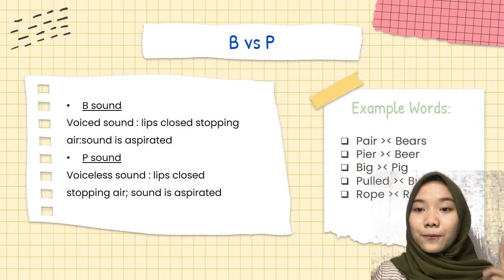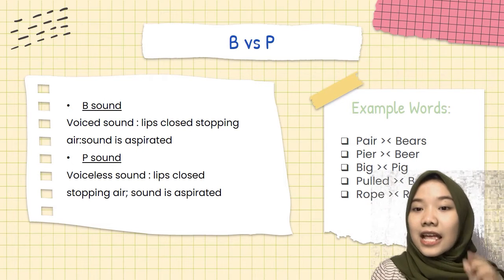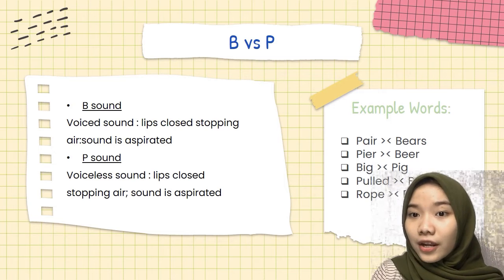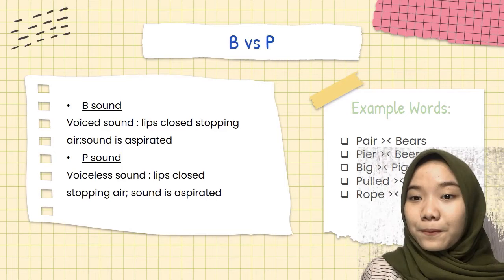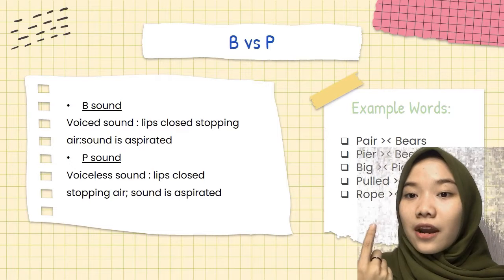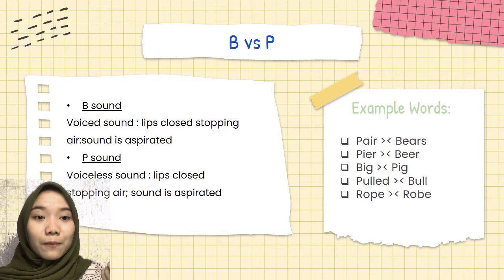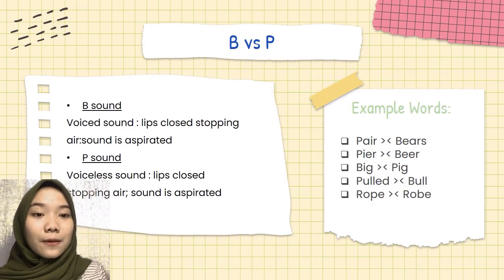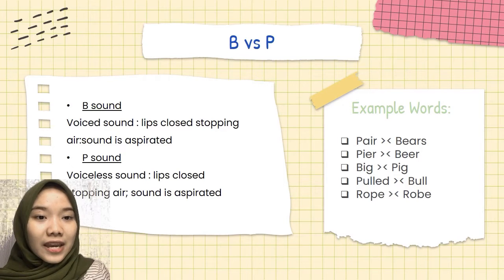B versus P. B sounds, voiced sound, lips closed, stopping air, and the sound is aspirated. P sounds, voiceless sound, lips closed, stopping air, and the sound is aspirated. Example words: pear, beer, peer, beer, pick, big, pull, bull, rope, robe.